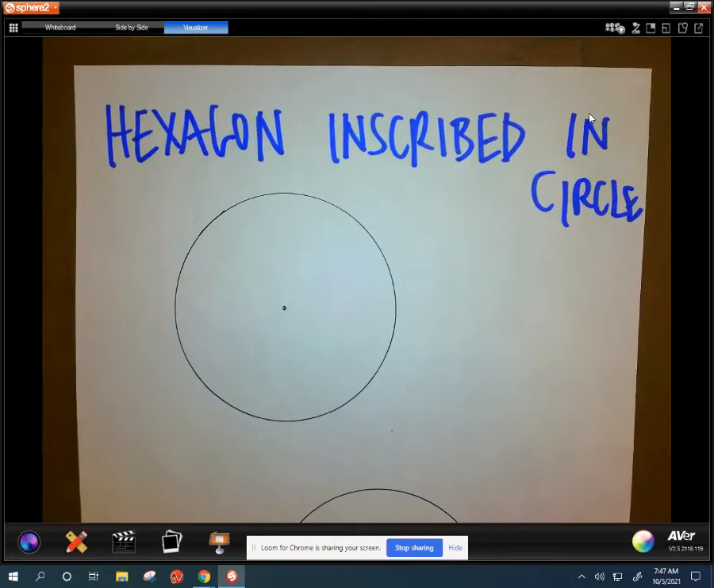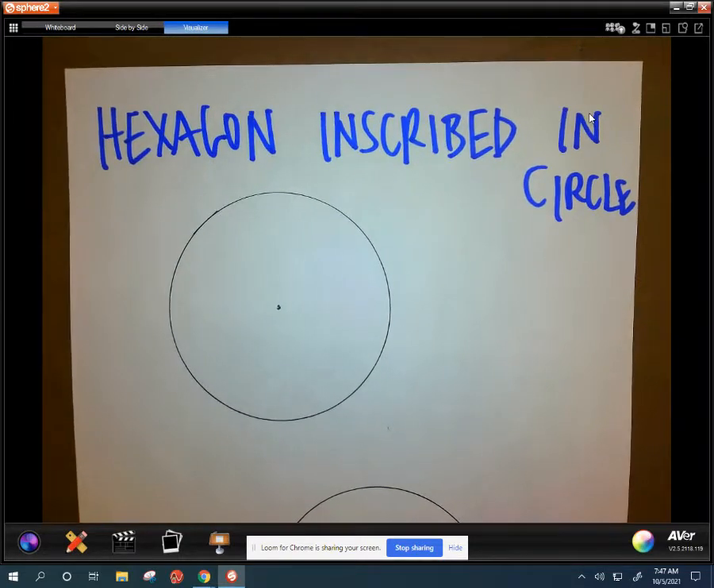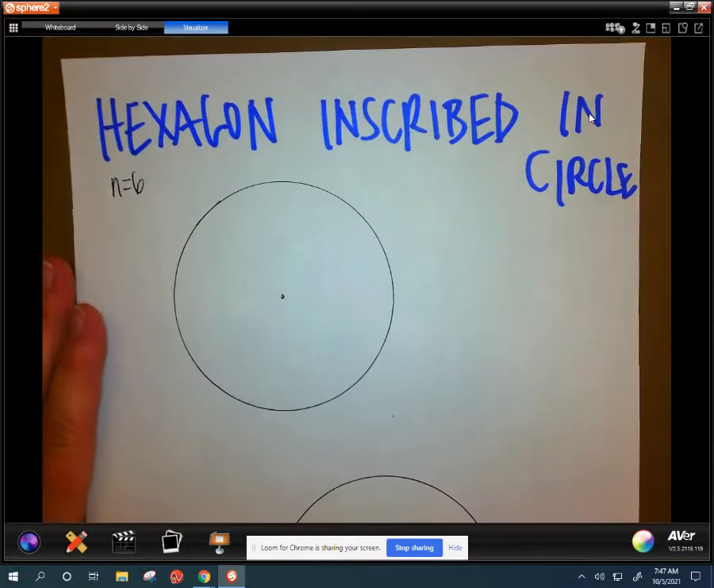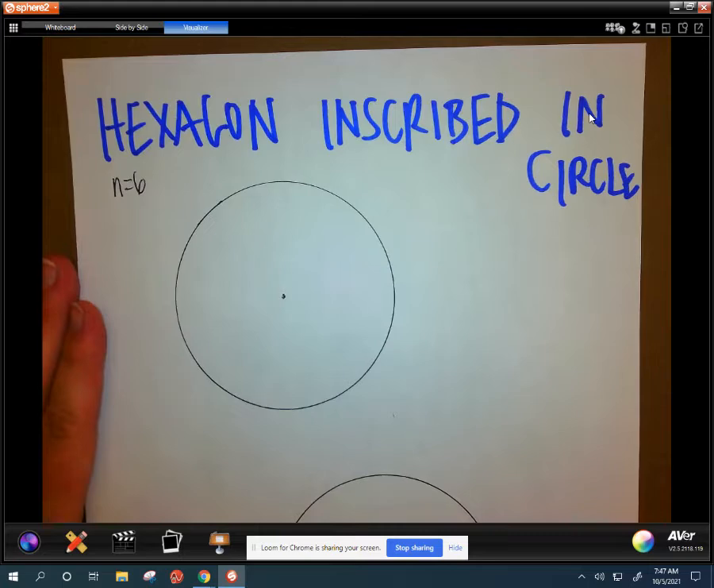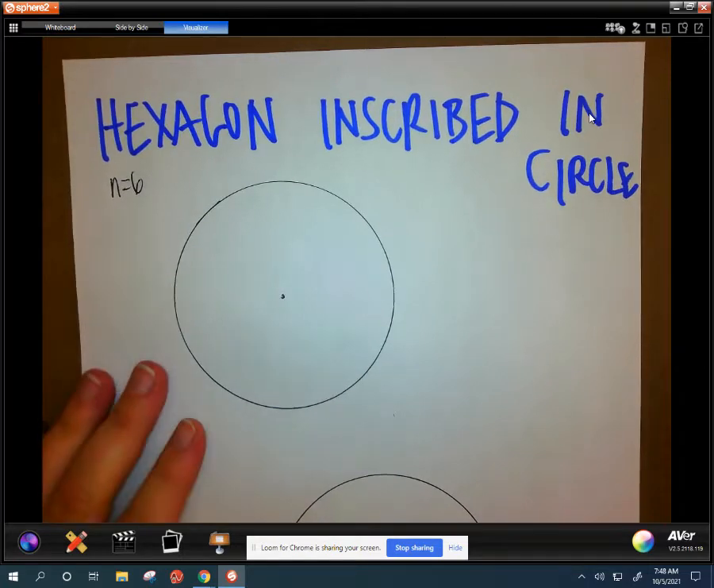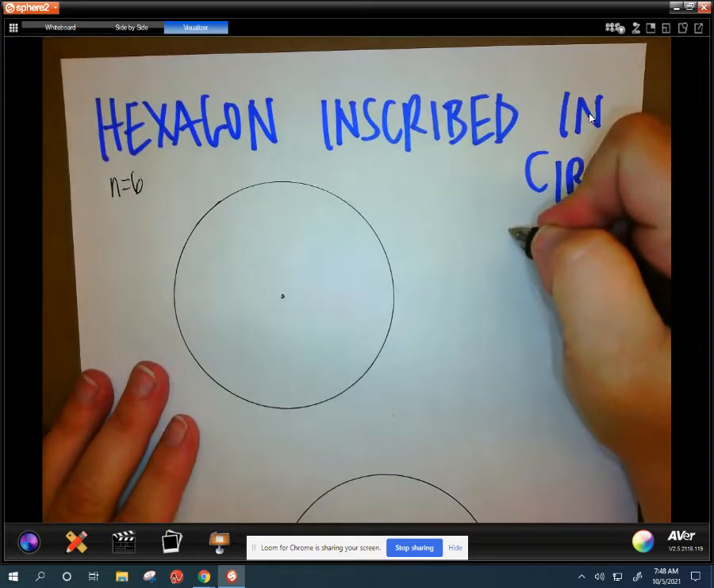All right, hexagon inscribed in a circle. So a hexagon has 6 sides, n equals 6. The nice thing about a hexagon is the vertices are opposite each other. So step 1 actually is, there's 2 different ways to do this.